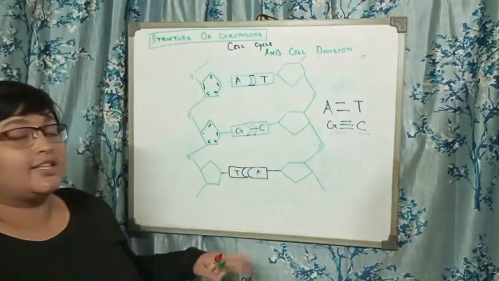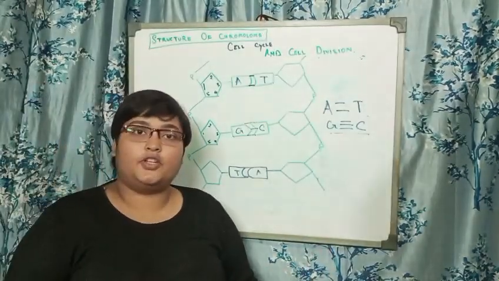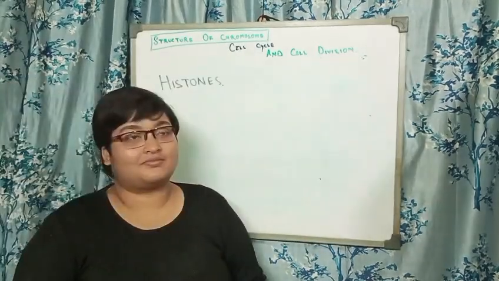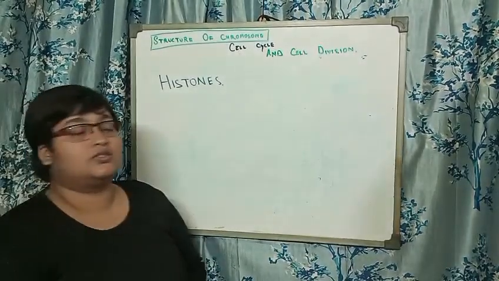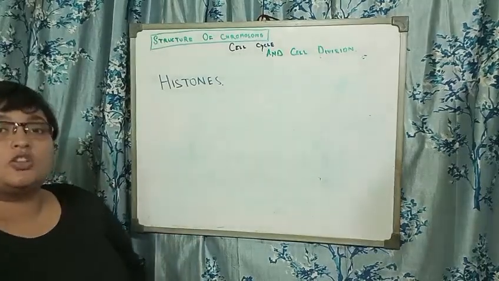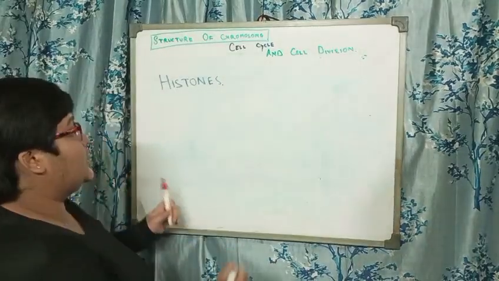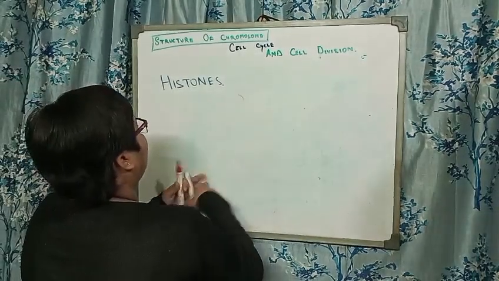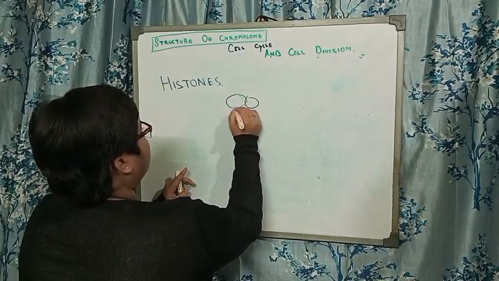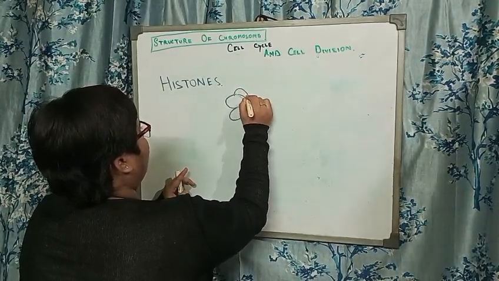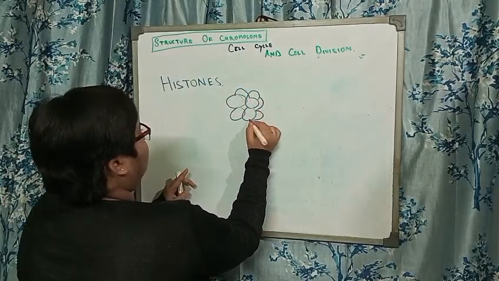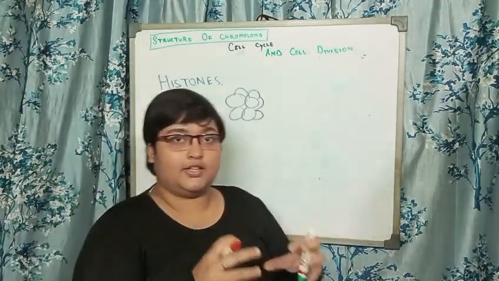Thus, let's move on to the next component of the chromatin, that is the histone proteins. Histone is a kind of protein. Histones remain in an octameric condition. Octameric condition means they remain in a group of 8: 1, 2, 3, 4, 5, 6, 7, 8. That is, in a group of 8 they remain.